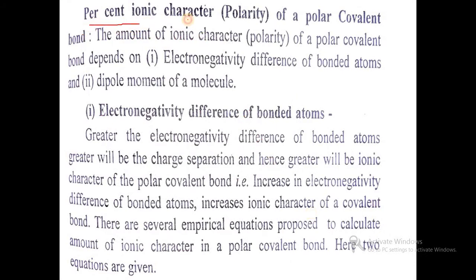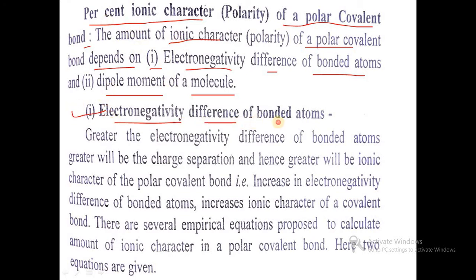In the case of percent ionic character of a polar covalent bond, that is the amount of ionic character of a polar covalent bond, it mainly depends on two parameters. The first one is the electronegativity difference of bonded atoms, and the second one is the dipole moment of a molecule. Then the first one, that is the electronegativity difference of bonded atoms.